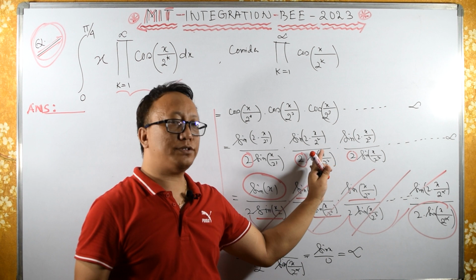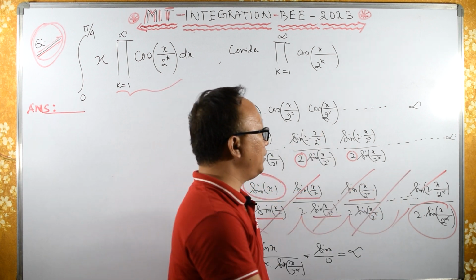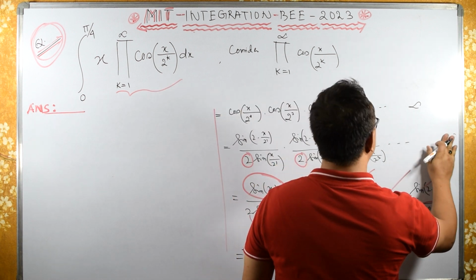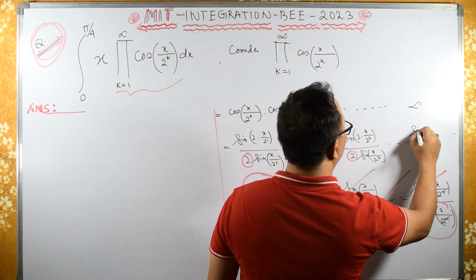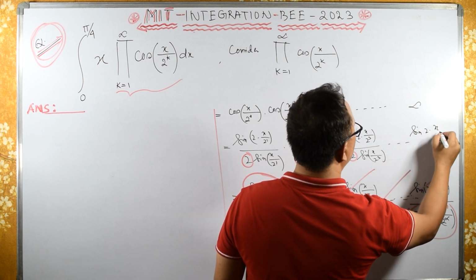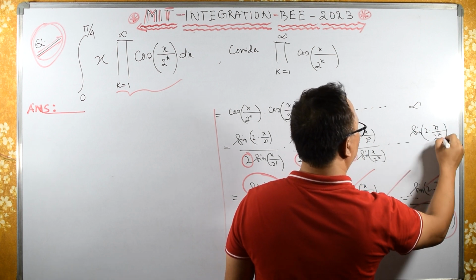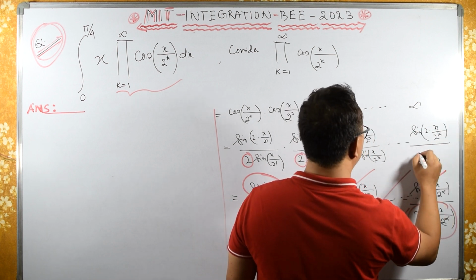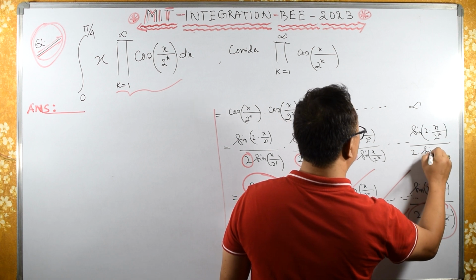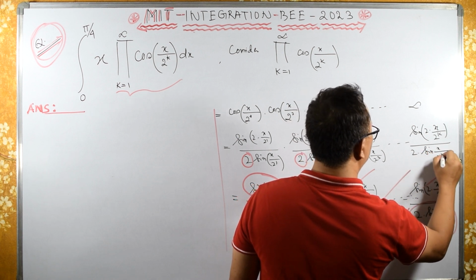So let's not consider these terms up to infinity. Let's consider up to some finite terms. Instead of this, what I can do is write some finite terms: sine of 2 into x upon 2 raised to k, upon 2 sine of x upon 2 raised to k.